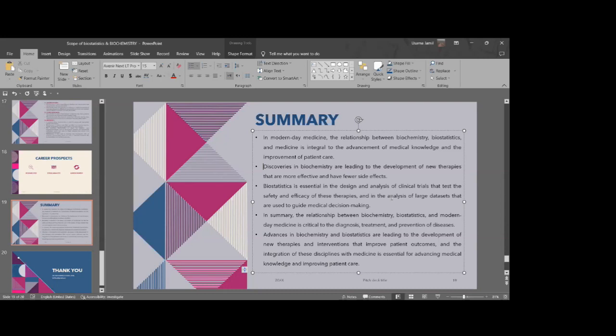In summary, the relationship between biochemistry, biostats, and modern medicine is critical to the diagnosis, treatment, and prevention of diseases. Advancements in biochemistry and biostats are leading to the development of new therapies and interventions that improve patient outcomes. And the integration of these disciplines with medicine is essential for advancing medical knowledge and improving patient care.